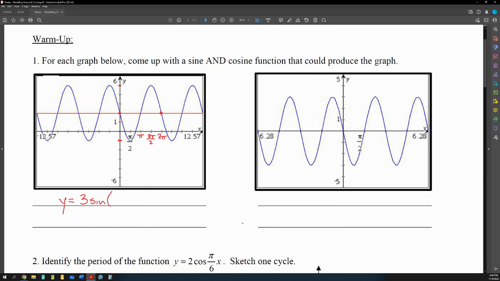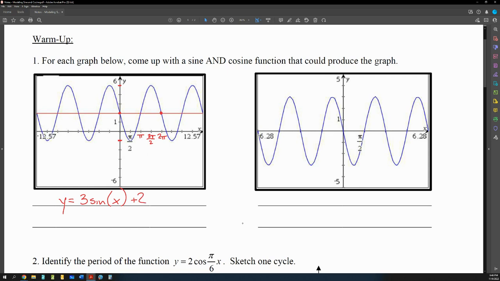Our period we just found was 2 pi. That's the start and end of our cycle here, from 0 to 2 pi. So our b value must be 1. We're going to use our variable x. And then do we have a horizontal shift? No, we do not. So there is no addition or subtraction from the input. And then finally, that last piece is our midline. Our vertical shift is +2.